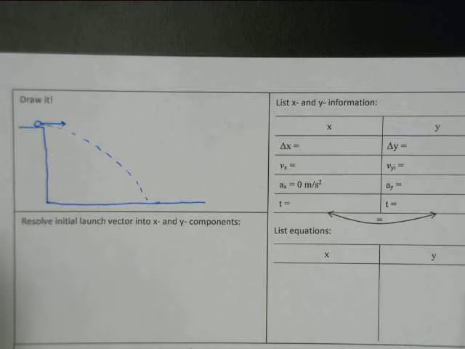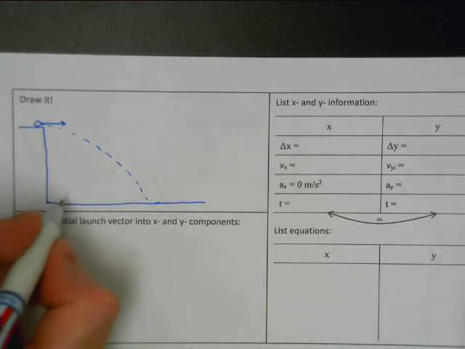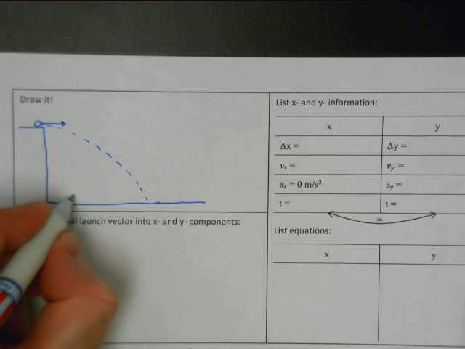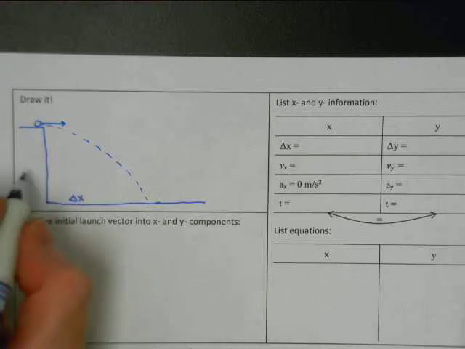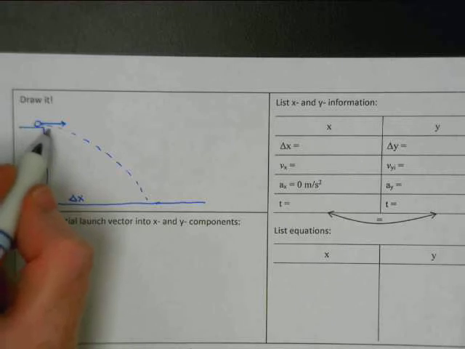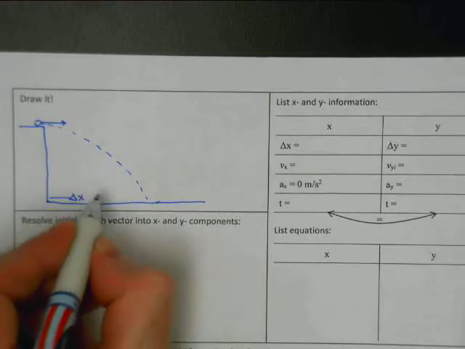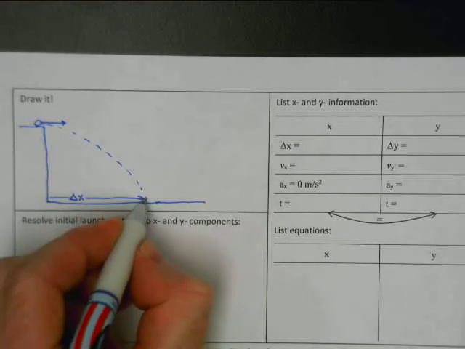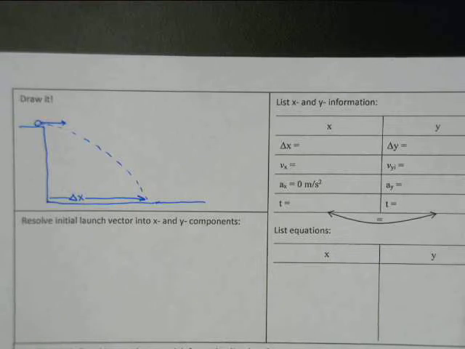Now, since we're looking for the delta x, the range, I'm going to go ahead and label that. I'll put it right here. Delta x is more or less... The ball doesn't become a projectile until it leaves the cliff edge, right? So I can measure delta x from the cliff edge to where it lands. There we go. There's my delta x, that whole distance right there.